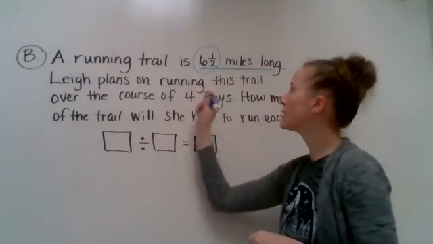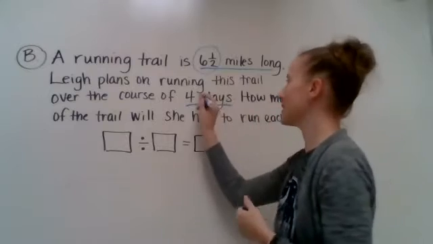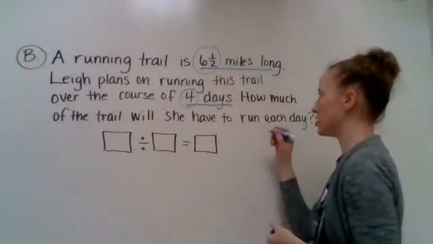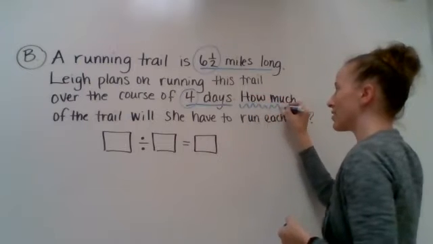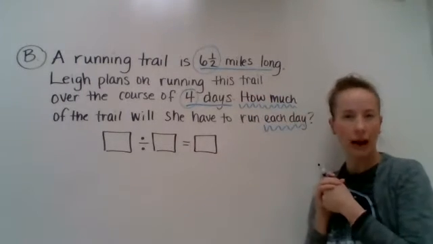Then it says Lee plans on running this trail over the course of 4 days. So it takes her 4 days. I'm going to circle 4. How much of the trail will she have to run each day? So I'm going to zigzag underline how much each day. That's really the question that I'm trying to ask.